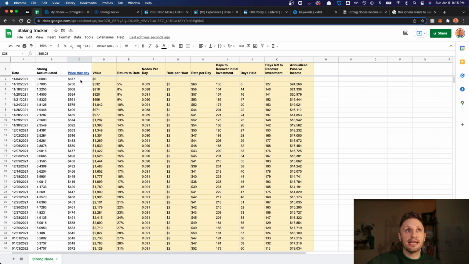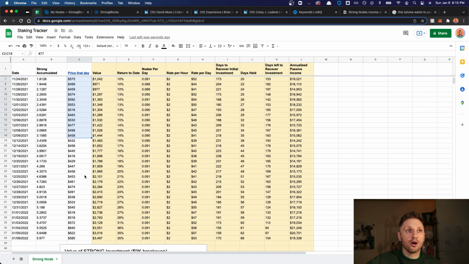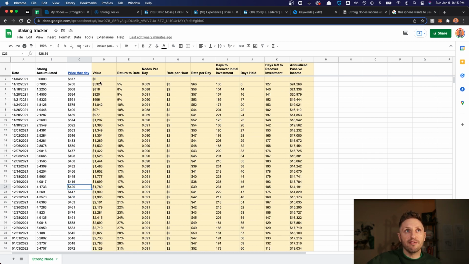Started at 877, and you can see the price dropped off a lot during the month of November, and it stayed pretty steadily in the 400s. But over the last couple weeks, while crypto has been dealing with some bearish signals for sure, and a lot of things are down, it's done pretty well and even had some spikes as it climbed up into the 600s and been staying in the high 500s recently. So let's look at the value of my investment over time.